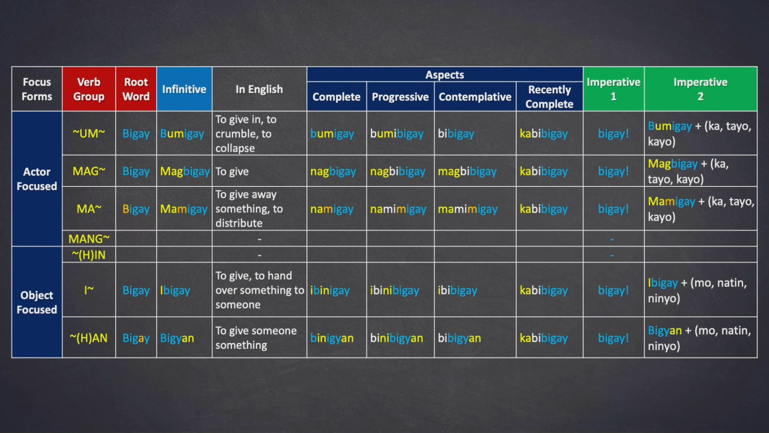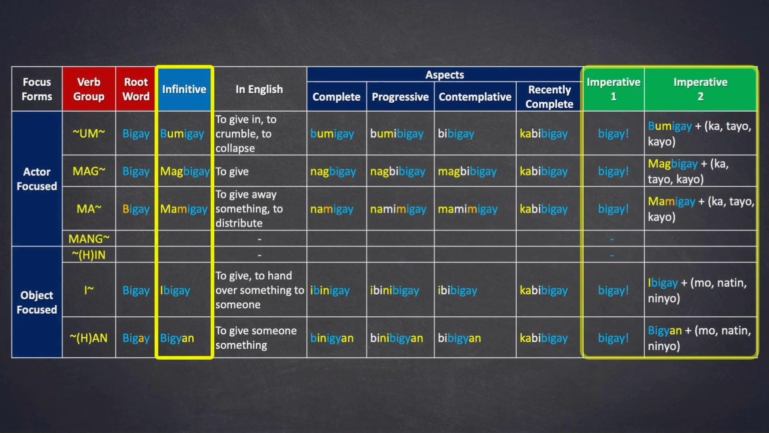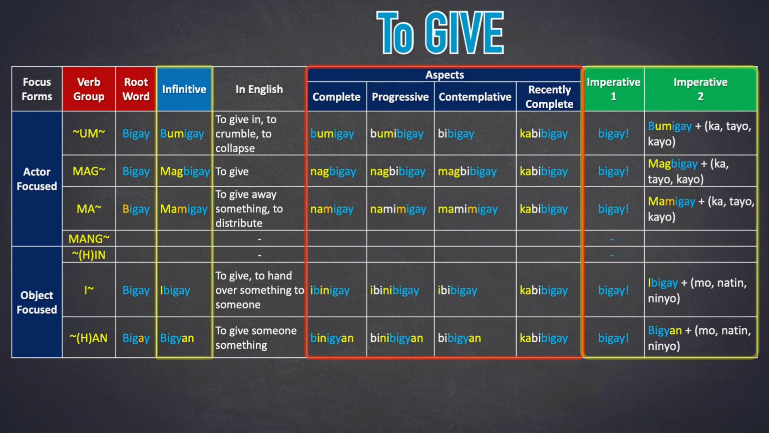In the last video, we discussed the infinitive forms and the imperative forms. In this video, we will talk about how to conjugate the verbs equivalent to the English verb to give using the different aspects. This is how Tagalog verbs are conjugated and not by tenses.